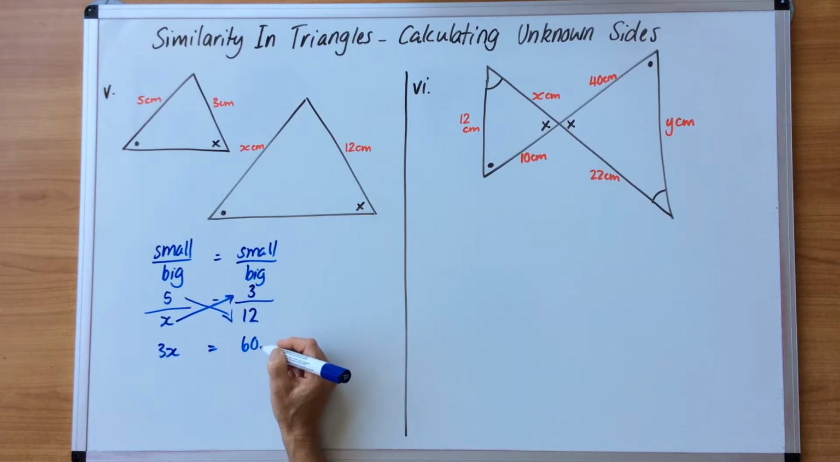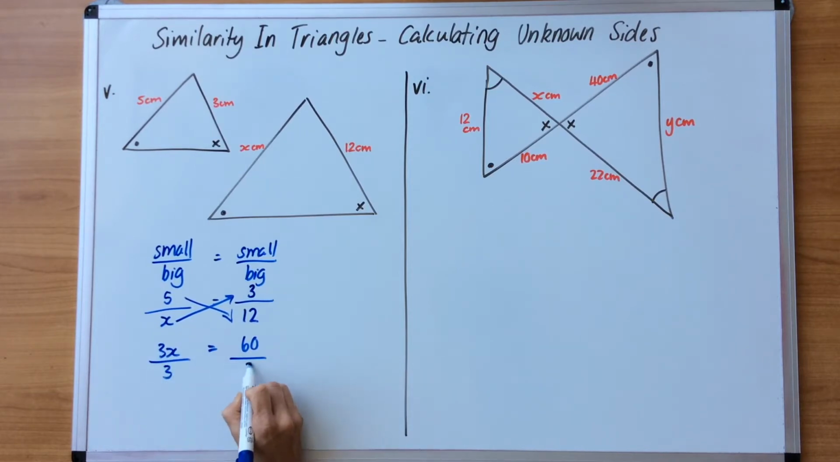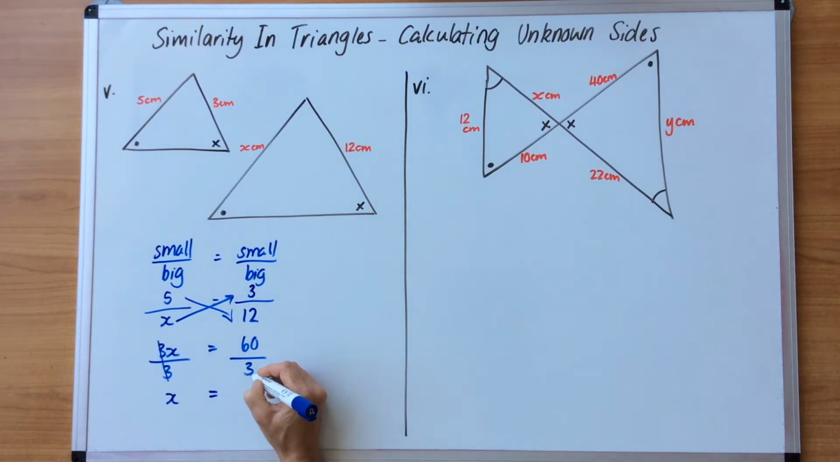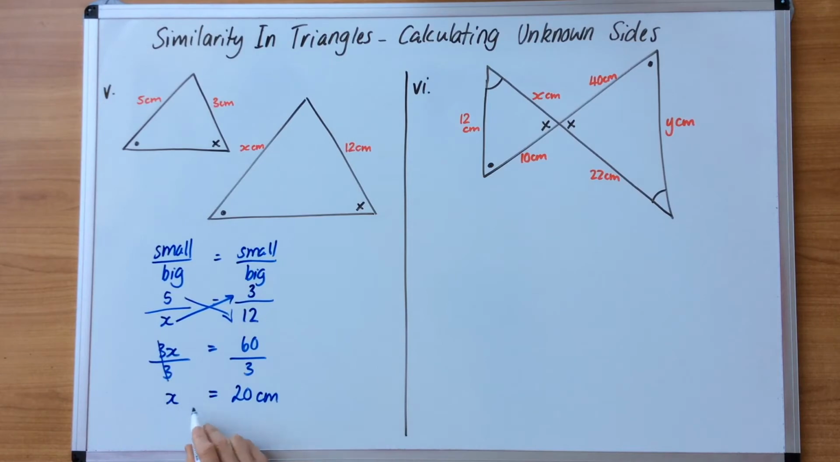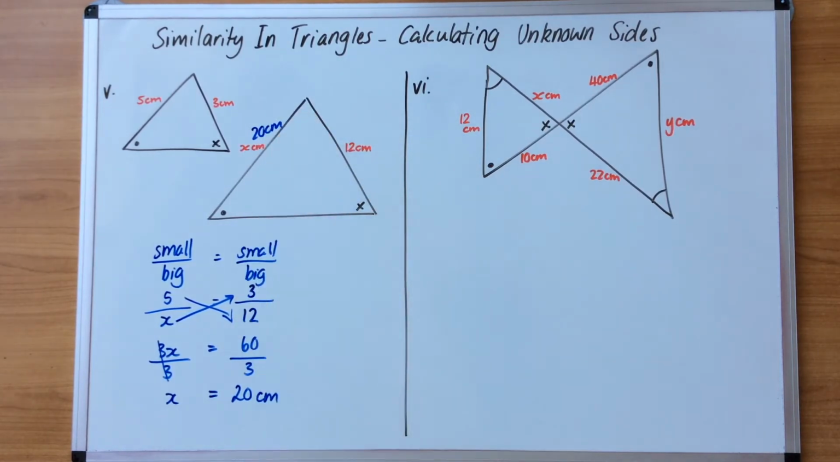Alright, so now we've got a linear equation here. So the number next to the x goes underneath both. We know it becomes a division because that was originally a multiplication. 3 divided by 3 equals 1. We drop down the x and we go, how many times does 3 go into 60? It goes 20 times, and the units are centimetres. So we now know that x centimetres is actually 20 centimetres.